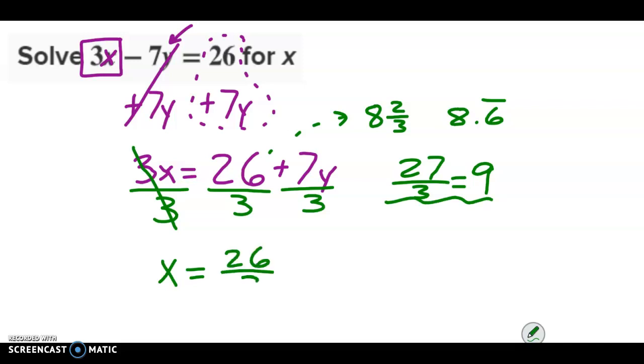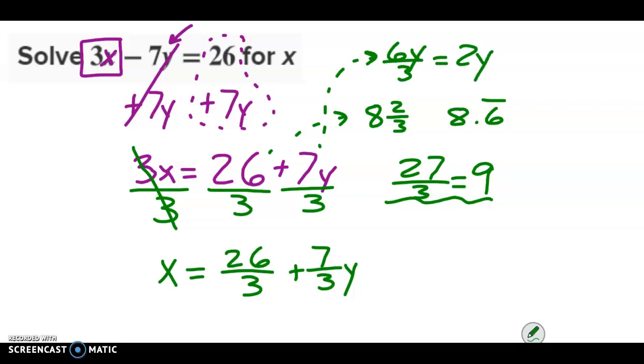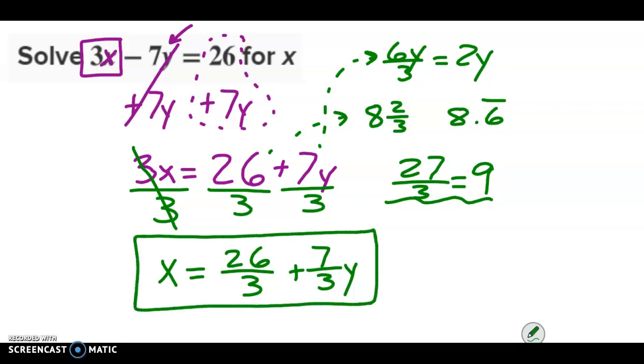26 over 3 plus 7/3 y. We can't simplify either of those. If this was 6y over 3, you could then say 2y. But we can't simplify it to a whole number, so these two things are just going to stay fractions, as long as they're simplified fractions.